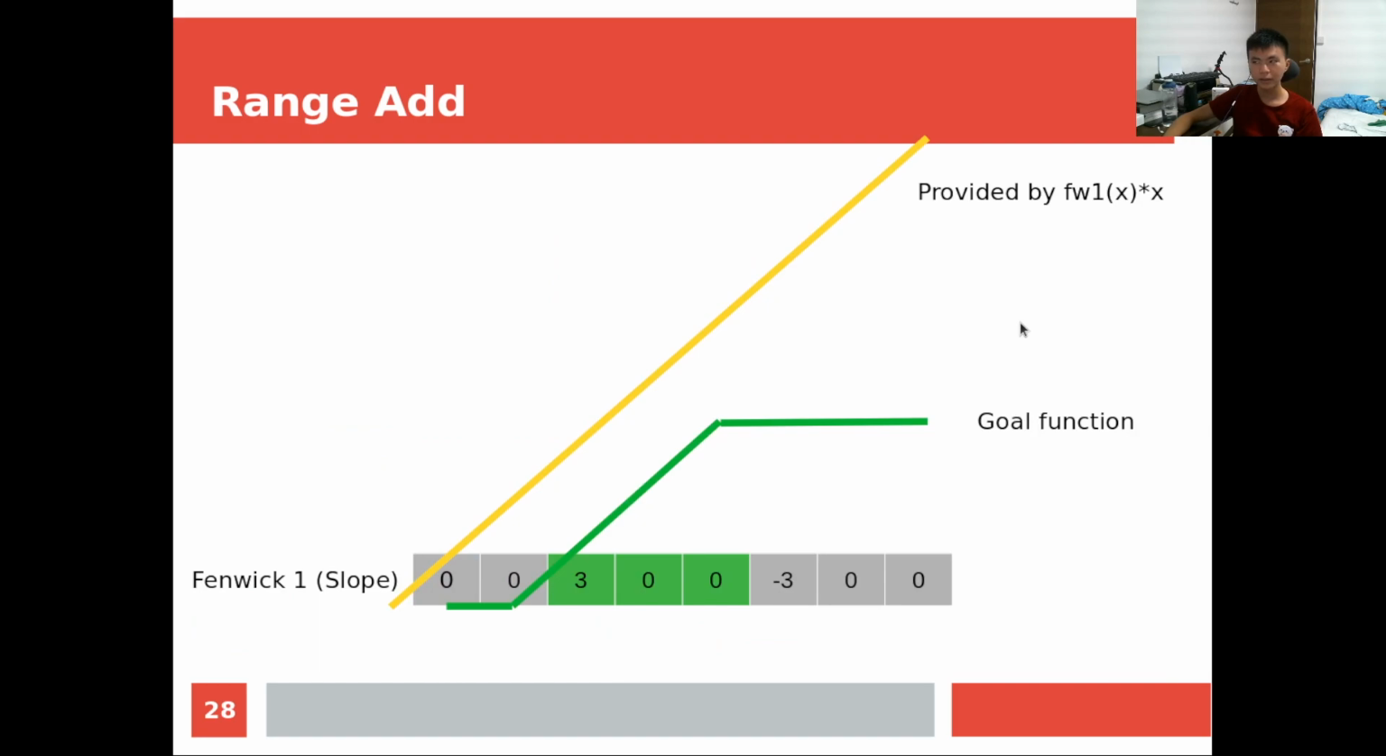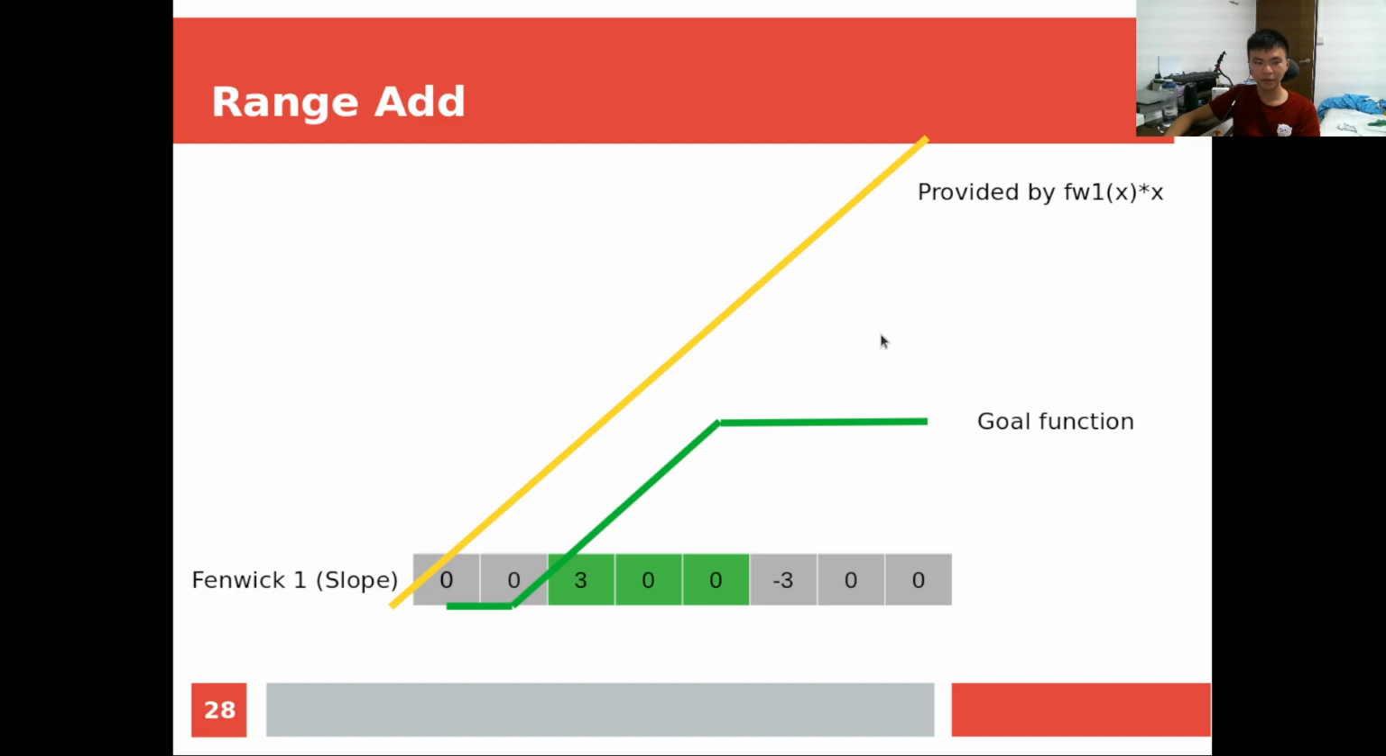So let's take a look at the graphical representation of what is going on for each of the steps. When we start off, let's start off with a linear line provided by the Fenwick of 1 of x times x. We want to morph this linear line into the goal function, because the goal function is the piecewise linear function that represents the contributions to the prefix sum caused by the range update.